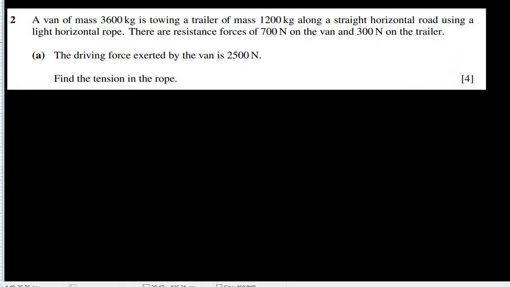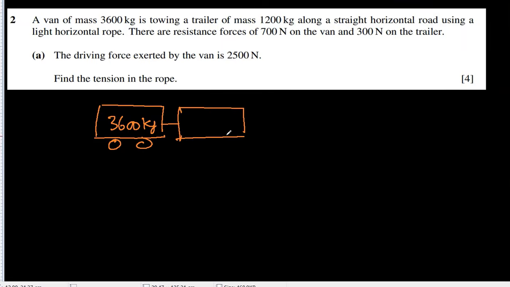Question 2. A van of mass 3600 kg is towing a trailer of 1200 kg. So let's draw a van. 3600 kg is its mass. It is towing a trailer of mass 1200 kg. On a straight, horizontal road using a light horizontal rope. So there's a rope in between.